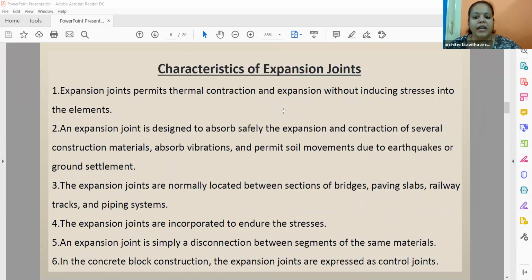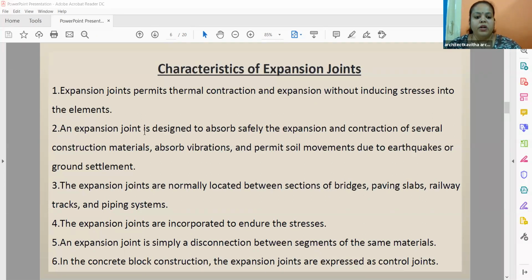Next, what are the characteristics of expansion joints? So expansion joints permit thermal contraction and expansion without inducing stresses into the element. So it will allow the thermal contraction. Again, I told you, contraction is like compressing and expansion is expanding. So when this is permitted in the building, the concrete structure will have less stress on itself.